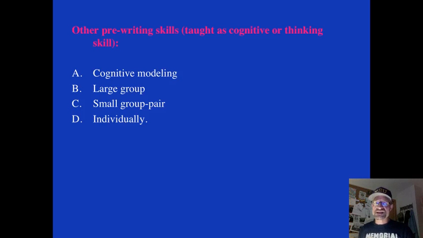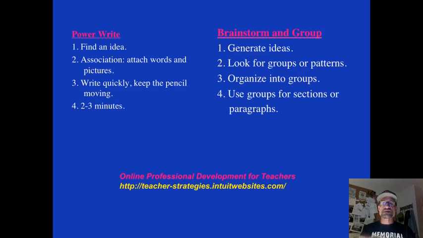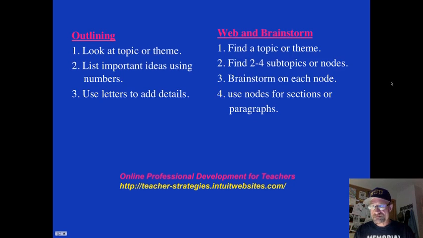Other pre-writing skills, these should be taught as thinking skills or cognitive skills. Cognitive modeling, you think out loud to teach the skill initially. They're done in large group, small group or pairs, and then individually. Teach them as a thinking skill. Now, these pre-writing skills, along with other things, can be found at my website. The Power Write, the Brainstorming Group, Outlining, Web and Brainstorming. And again, these are all taught as thinking skills.